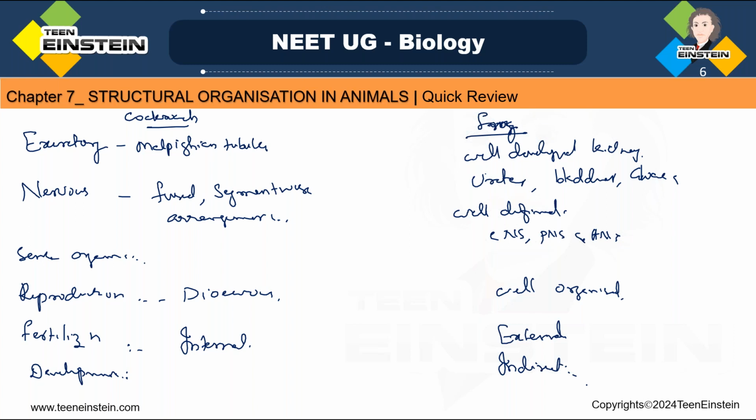That means tadpole is becoming adult frog. There is a metamorphosis, process of metamorphosis. So through that, the tadpole is becoming adult frog. So these are the structural organization in cockroach and frog.